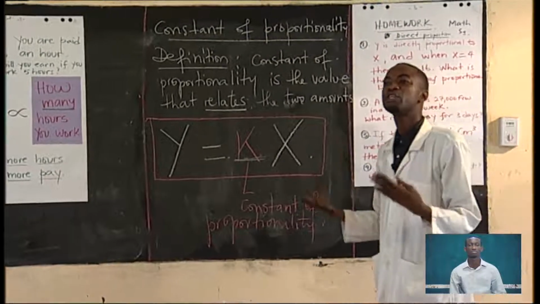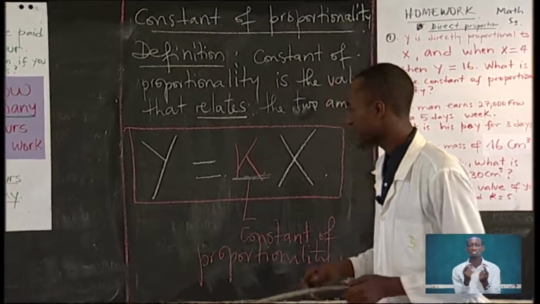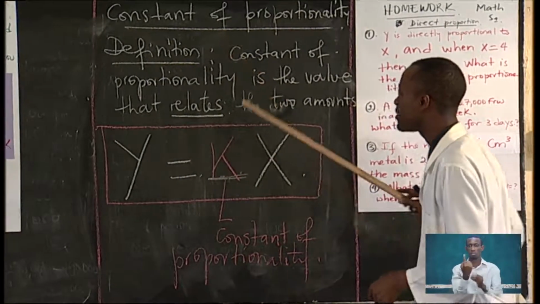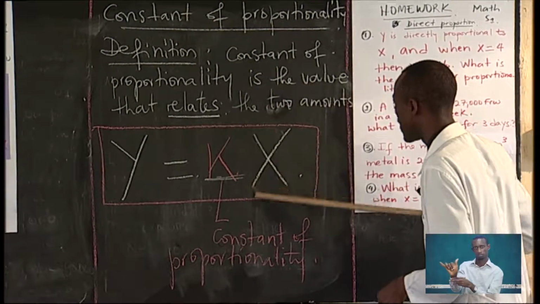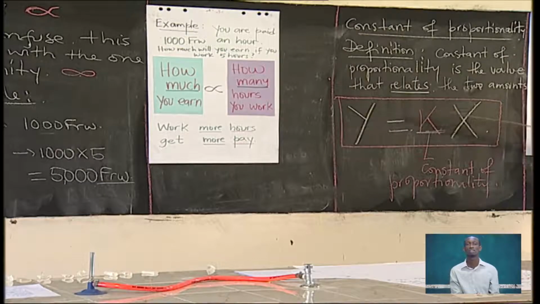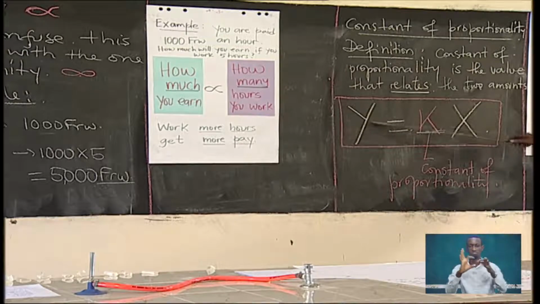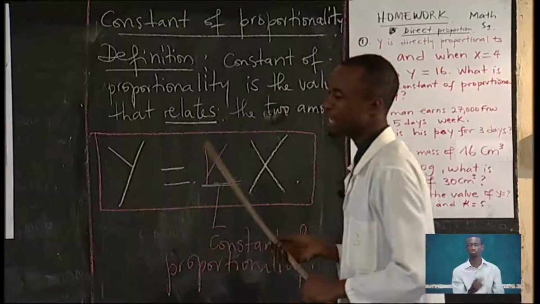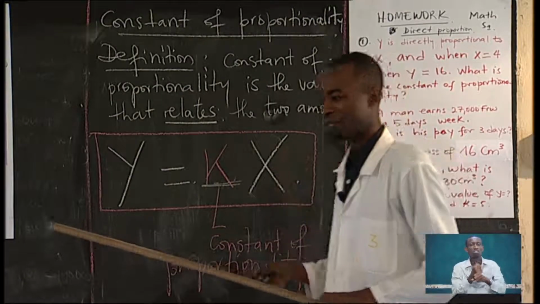Because it is relating to amount. We have one amount which is standing for y, and we have another amount which is standing for x, and we have the letter k that relates the two amounts. Do you look at this? Now, from there, we are going to do the next example so that you can understand better.